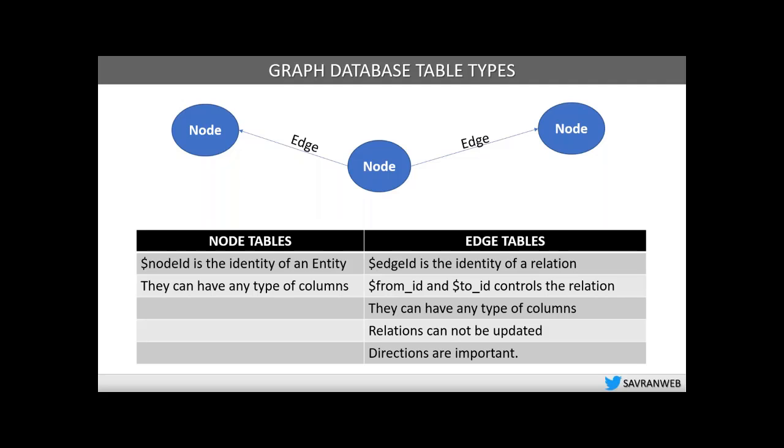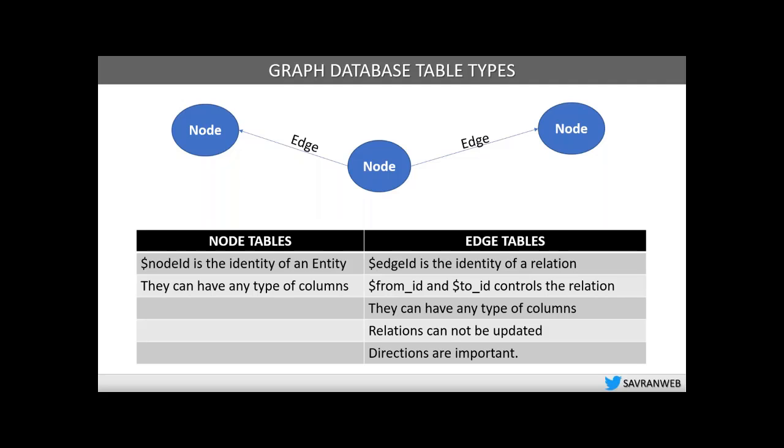A very interesting feature of edge tables is that they can have any type of columns. That means your relations can have attributes. In regular relational tables, you cannot do that. It has to be in the entity table because that's the only option you have. Because of that, sometimes your table grows and ends up with 100 columns. In this way, you can separate that information. Relations cannot be updated. If you create a relation, you cannot just change it. You have to drop it and create a new relation if you need to insert a new one. Directions are important.